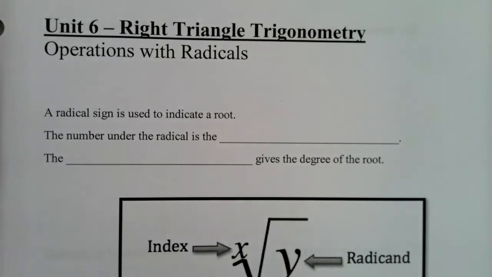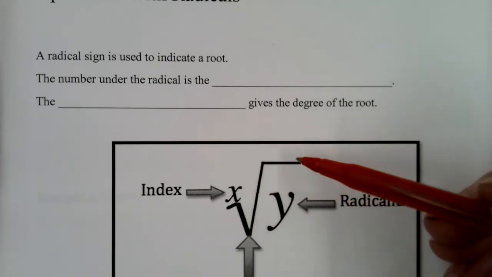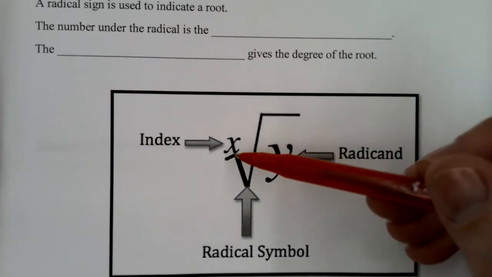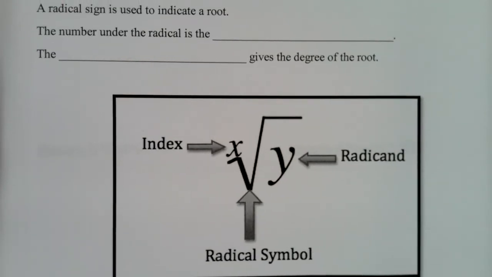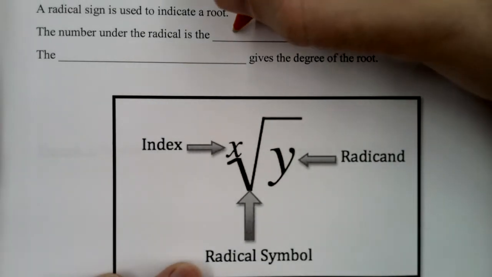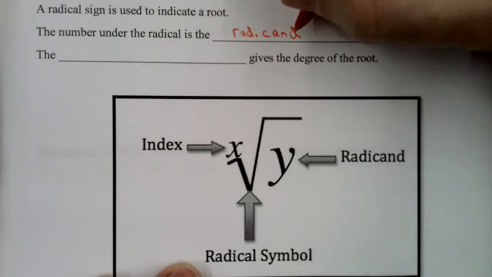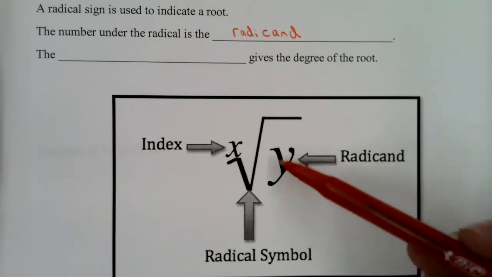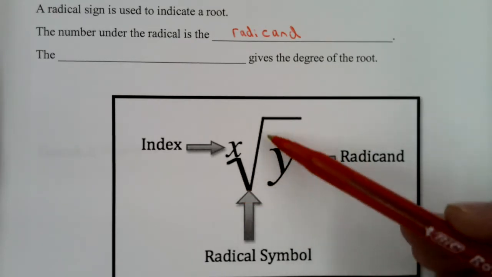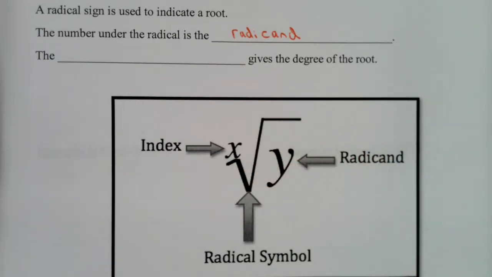Okay? A radical sign is used to indicate a root. So, for example, this is a radical sign. See right there, radical symbol. That's the radical symbol. The number under the radical is called the radicand. That's denoted with the letter Y in this diagram, okay? But the number under the radical, or variable, or whatever's under the radical, that's called the radicand, okay? So this is the radical symbol, and this is called the radicand.